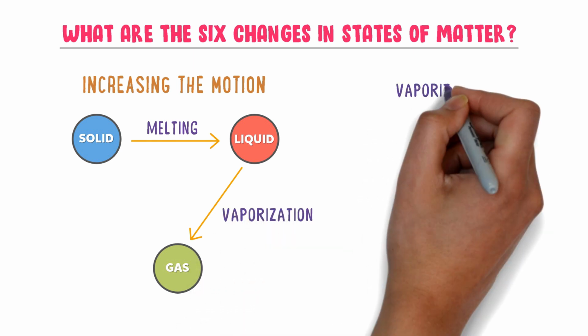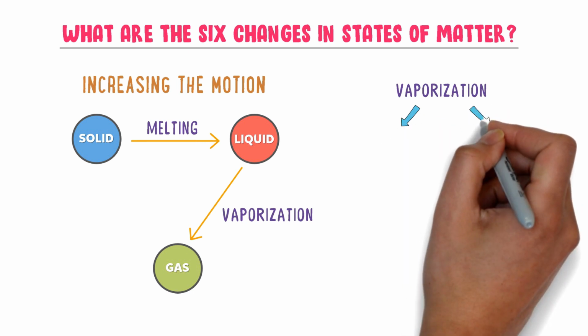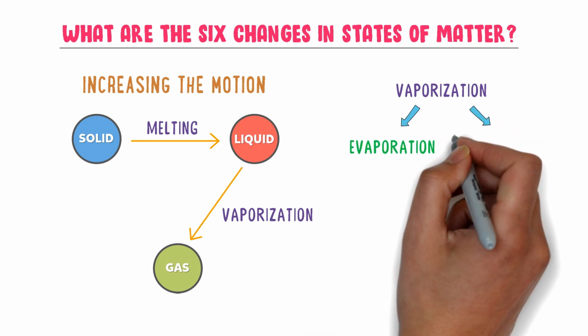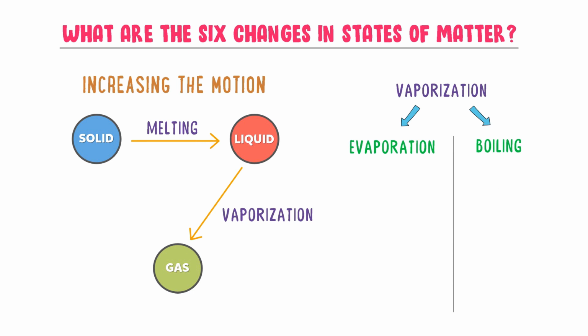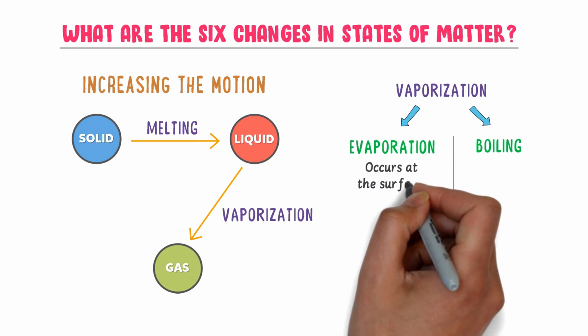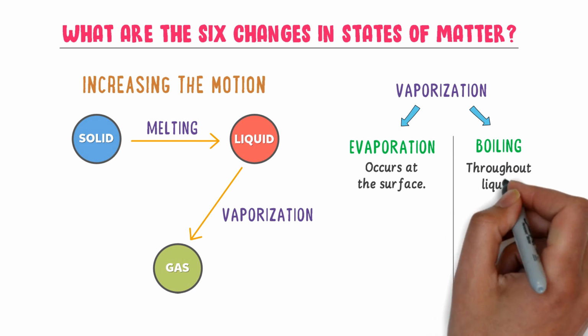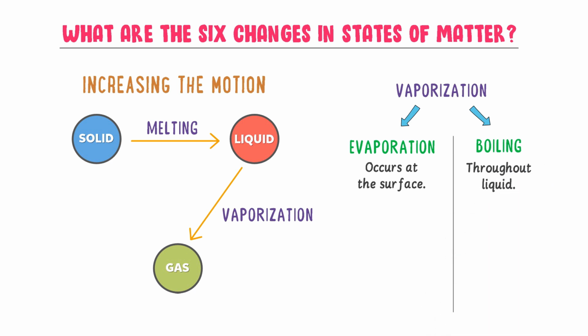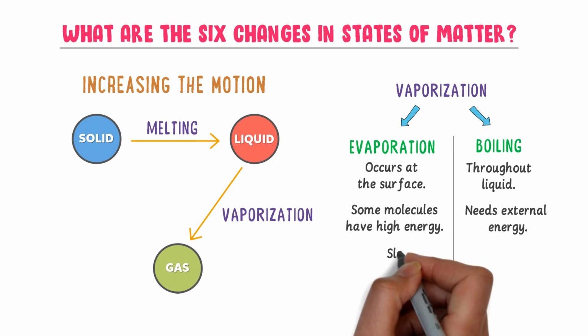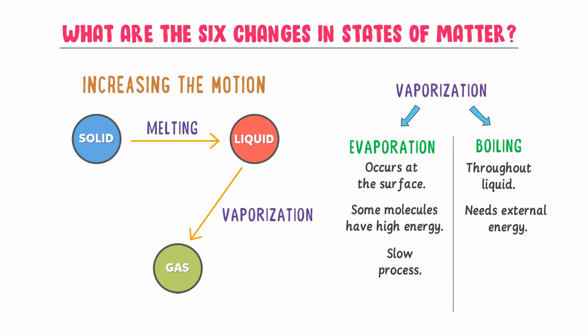Remember that there are 2 types of vaporization. The first one is evaporation and the second one is boiling. Evaporation occurs only at the surface of a liquid, while boiling occurs throughout the liquid. Evaporation occurs because some molecules have high energy to escape, while boiling needs external energy. Evaporation is a slow process, while boiling is a fast process.